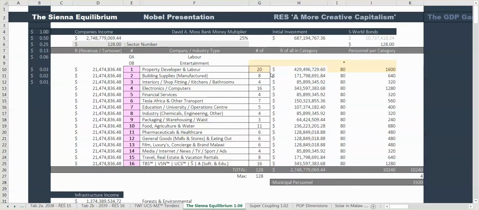Okay, I did this a while ago, so it's not going to be completely smooth, so we're just going to try and get the basics here. Now, let's just start up here with company income.